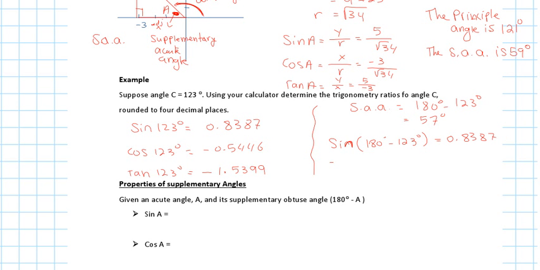What's cosine of 57, or what's cosine of 180 minus 123? 0.546. Is that the same as this one? Except positive.